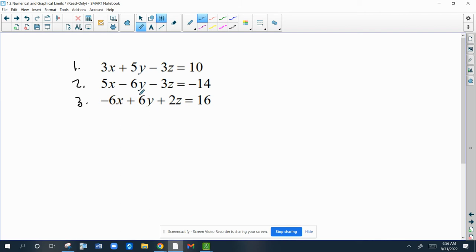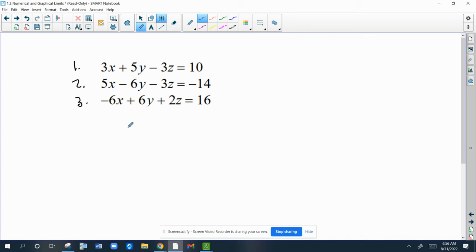I see over here smaller numbers with the z. For equations 1 and 2, I can easily eliminate this 3z just by multiplying by a positive 1. And then I can eliminate this 2z with one of them. They're just smaller numbers to deal with. It doesn't matter what you do, but sometimes planning ahead of time is going to make your life a little bit easier.